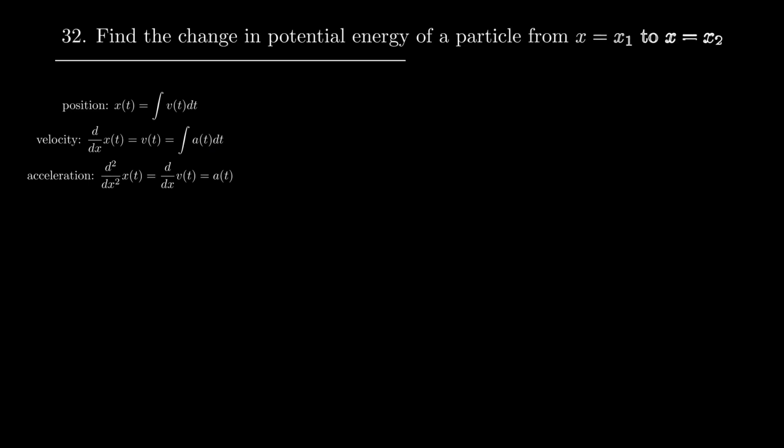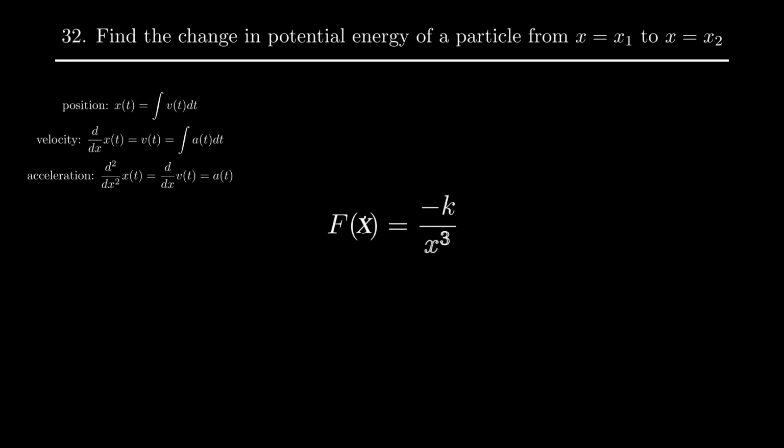And for this next problem, we are asked to find the change in potential energy of a particle from x equals x1 to x equals x2, where x1 and x2 are just arbitrary constants. The force equation that we are going to be working with in this problem is F equals negative k over x cubed, where k is yet another arbitrary constant. In order to solve this problem, recall that the integral of the force is simply the change in energy. In this case, that energy being potential energy.